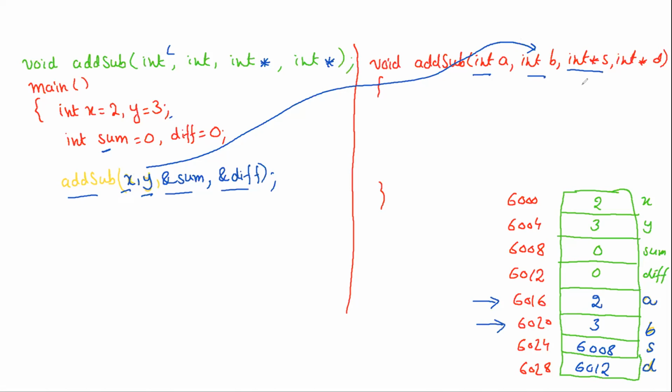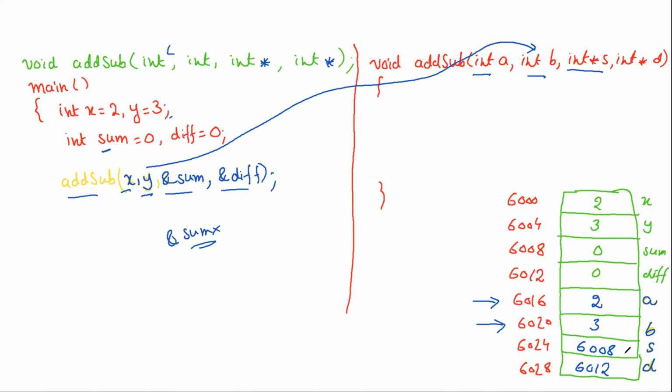Now the next argument is a pointer, which means s requires an address. We cannot call it like I write sum here. This will be wrong because you are not passing an address. In order to make it an address, we have this operator which is called the address of operator. This statement means address of sum. What is sum? Sum is here. We assumed its address is 6008. So when you call this function, the address of sum goes to this variable s.